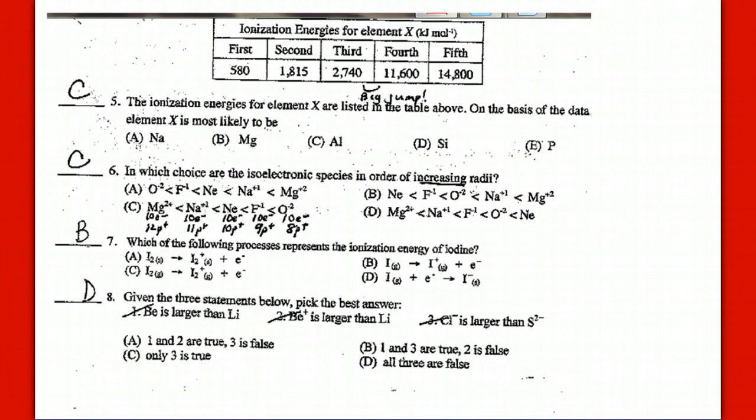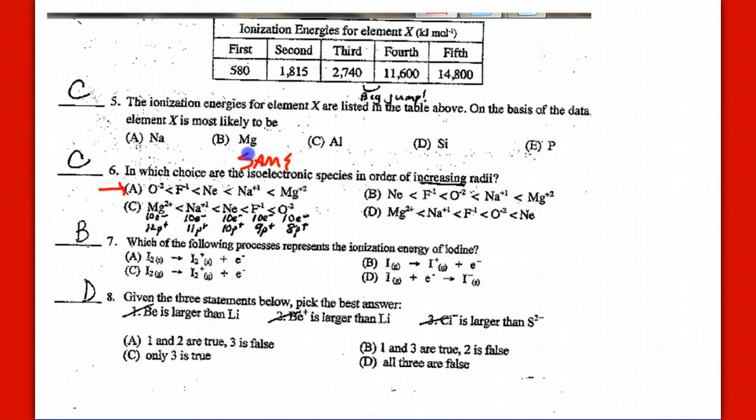Number 6. Which one is isoelectronic, in order of increasing radii? Isoelectronic means same electron configuration. So you have to decide that one first, and then in order of increasing radius. So if you look at oxide and fluoride, they're the same as neon, right? And then the sodium ion and the magnesium ion. These guys right here are isoelectronic. Magnesium is not bigger than sodium. Well, nope, he's not bigger than sodium.